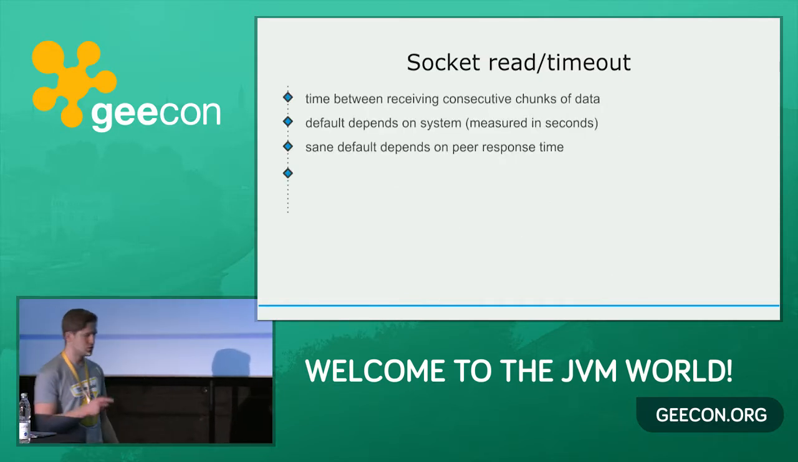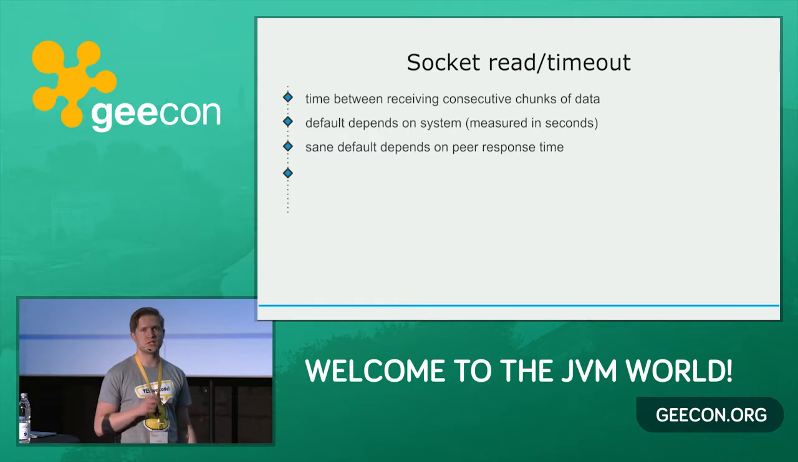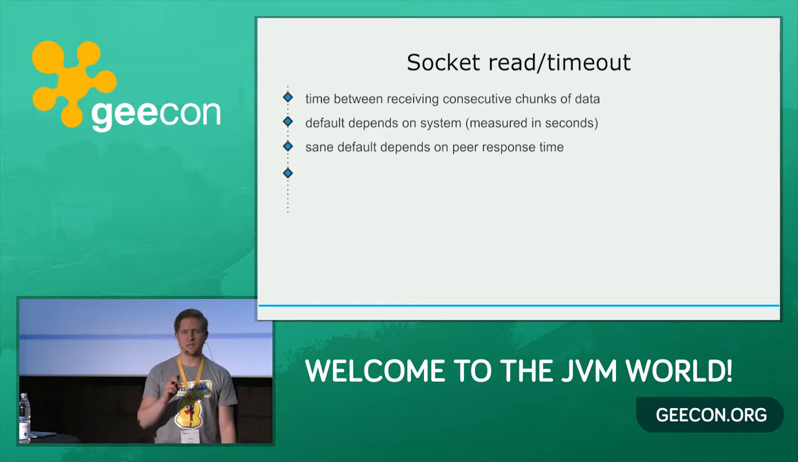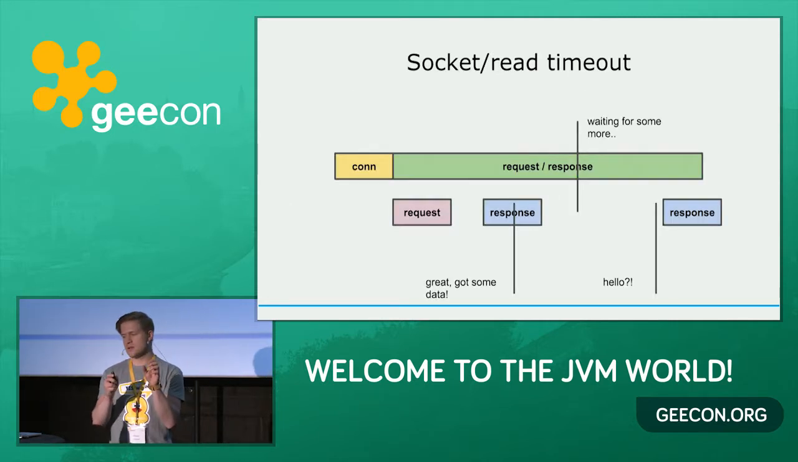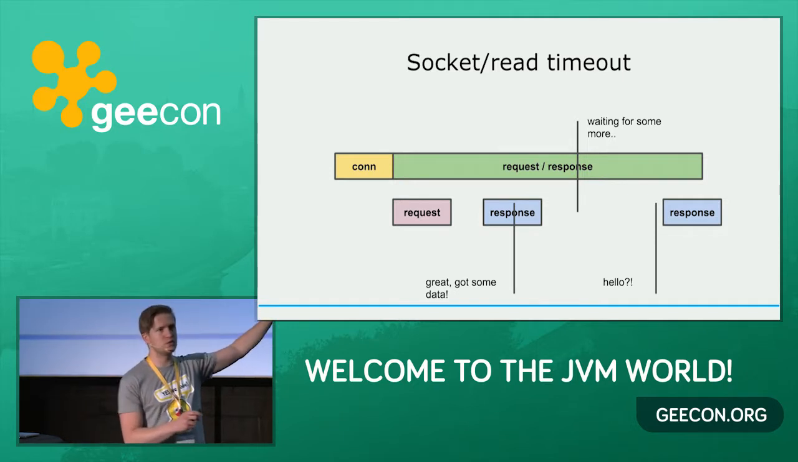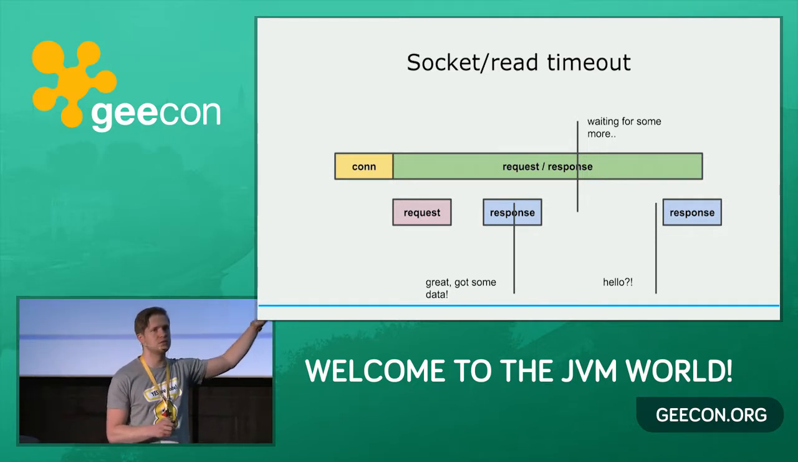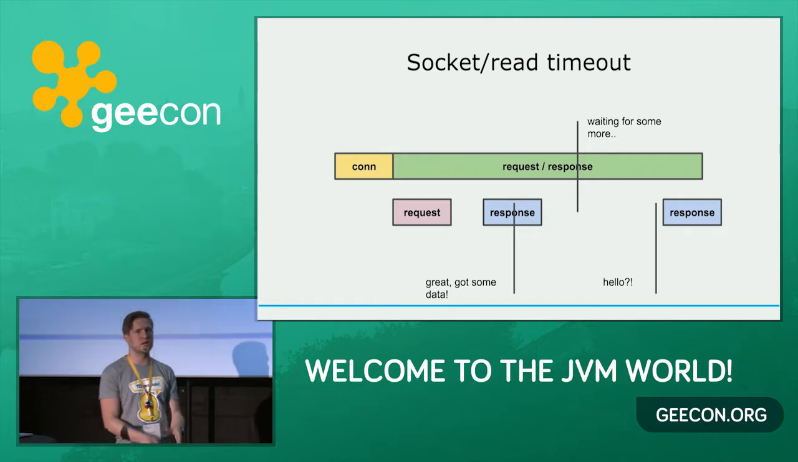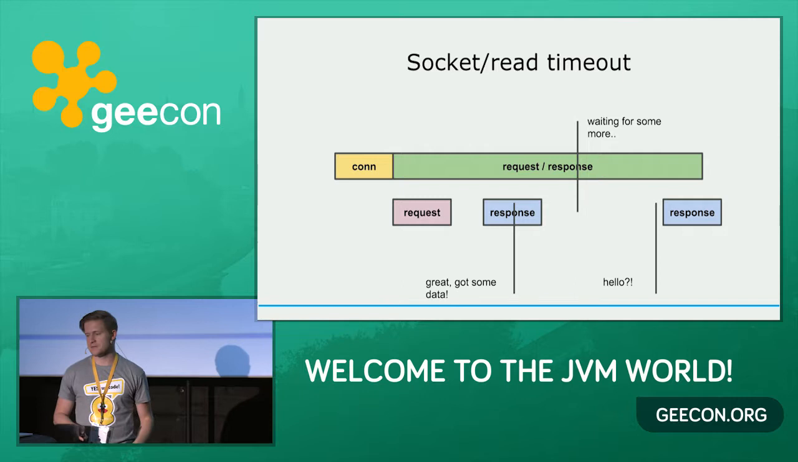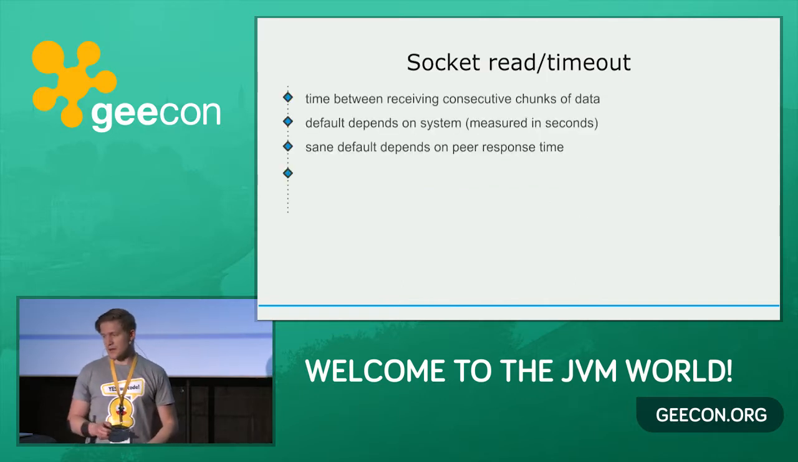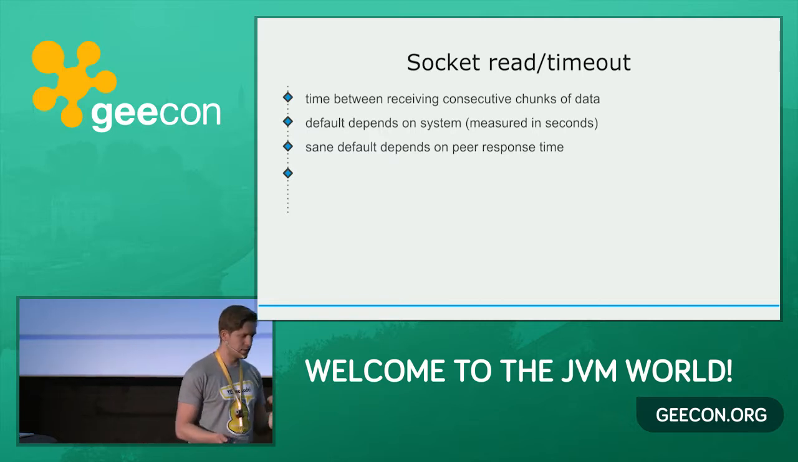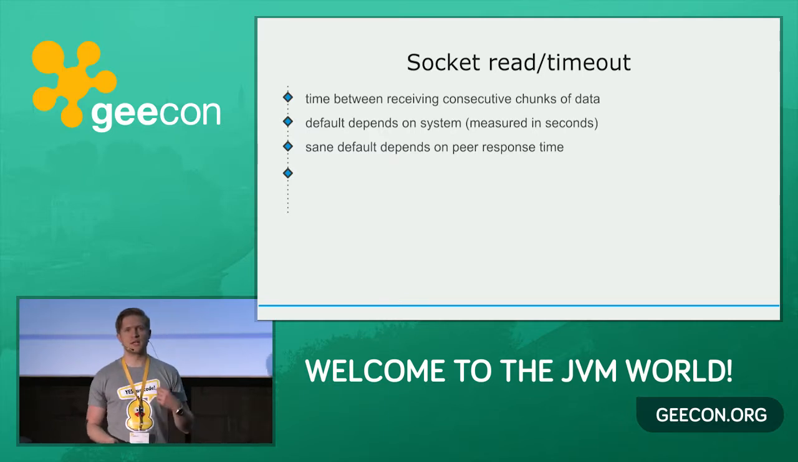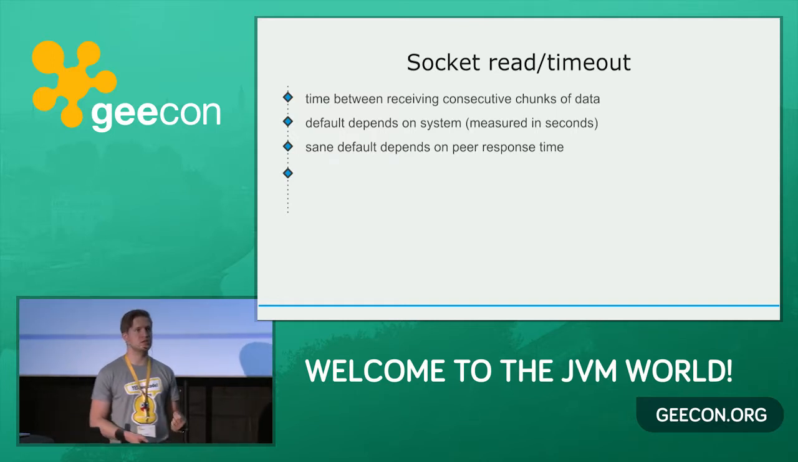Socket timeout or read timeout, as it is sometimes called, different APIs use different names, is the time between receiving the consecutive pieces of data. So even if I received the first chunk, but the time between the first and second chunk is too long, we can still time out, because the only thing that matters is after I received the whole data, not just part of it. And once again, defaults depend on systems, but in this case, the defaults we would like to set for ourselves depend on our peers. How do they react and what's their response time?